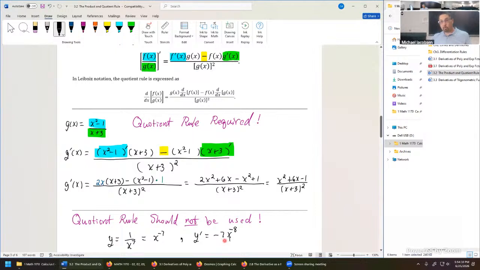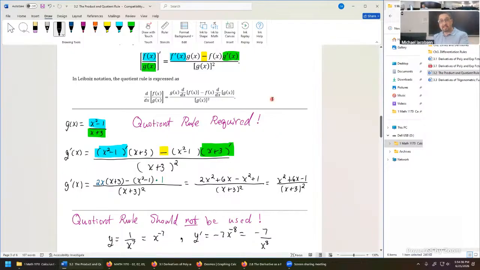You can leave it in that form, or you can drop this into a denominator and write it as -7 over x to the power 8. Either form is completely acceptable. But this would be the whole resolution. And if you wrote down the quotient rule for this, you're going to get the same exact result, but there's no reason to work so hard in getting there when it's just a couple of algebra steps and a really fast differentiation rule.